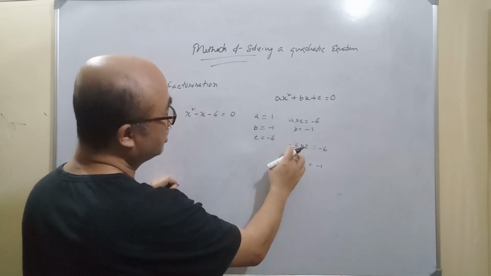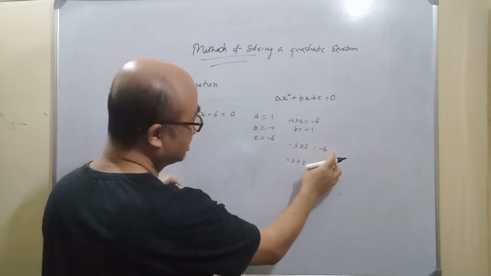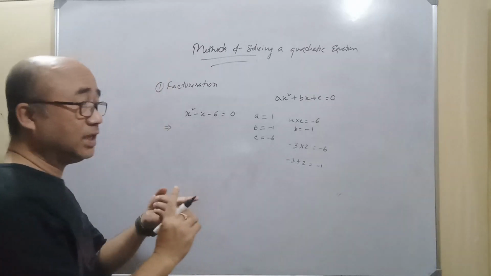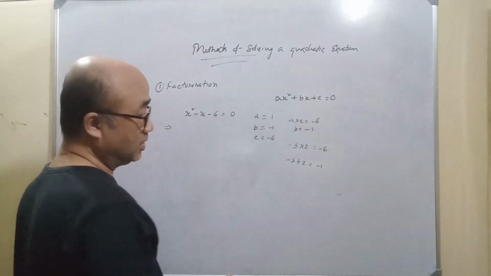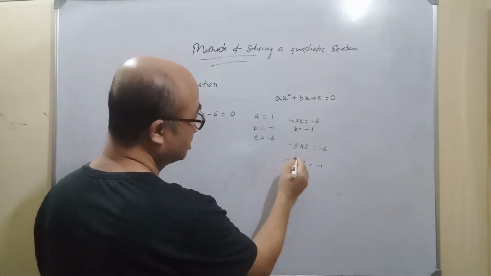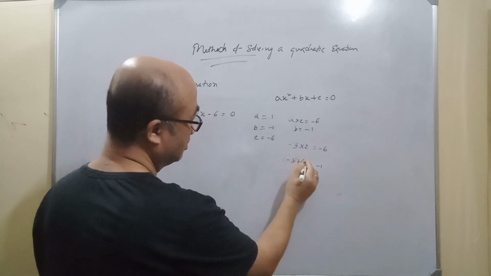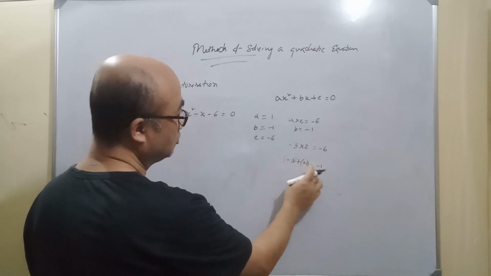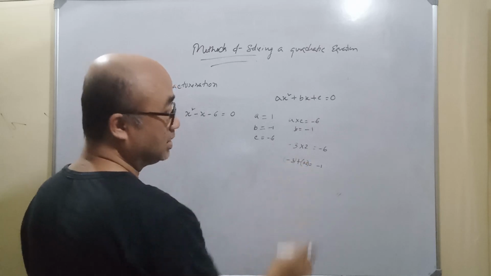The numbers are 3 and 2, we know, but minus 3 into plus 2 is minus 6 and minus 3 plus 2 is minus 1, because when we add, we have to add always. Okay, here we are adding. Minus 3 is one number and plus 2 is another number. So minus 3 plus 2 is minus 1. So the numbers are minus 3 and plus 2.